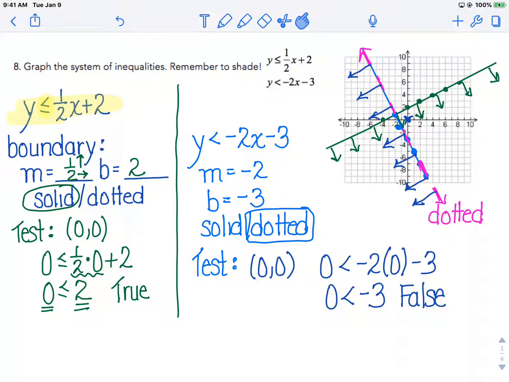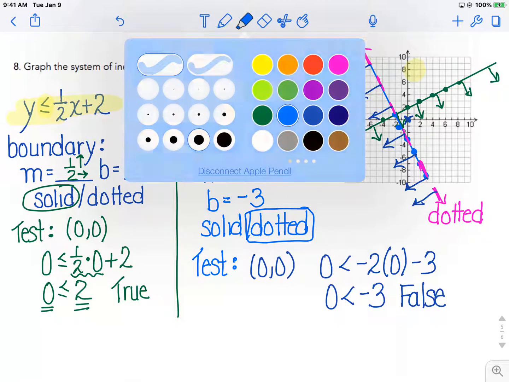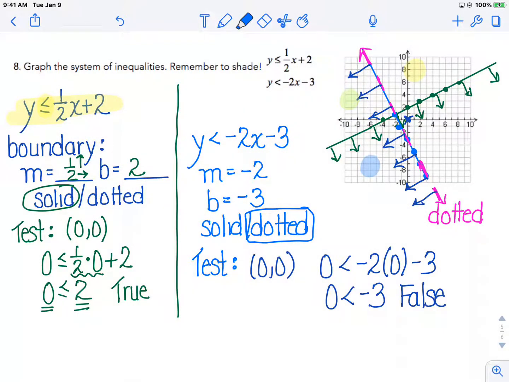Once I've got my arrows in, and remember I want arrows up and down both lines so that I can see in these 4 regions. So I've got this yellow region up here, don't shade yet. I've got this green region over here, the blue region down here, and we'll go orange. Got this orange region over here. There's 4 regions that those 2 lines make.